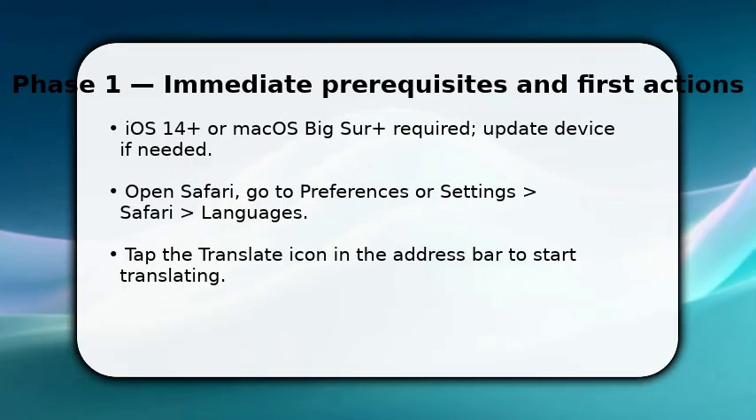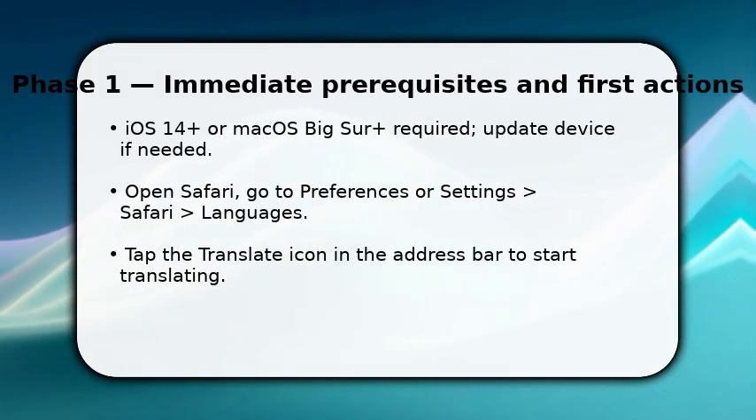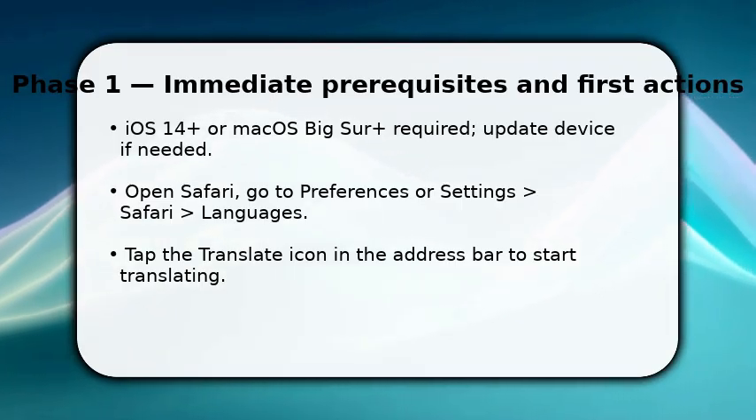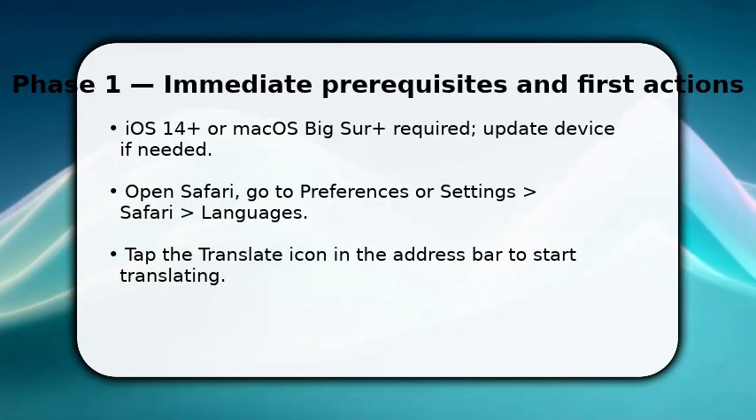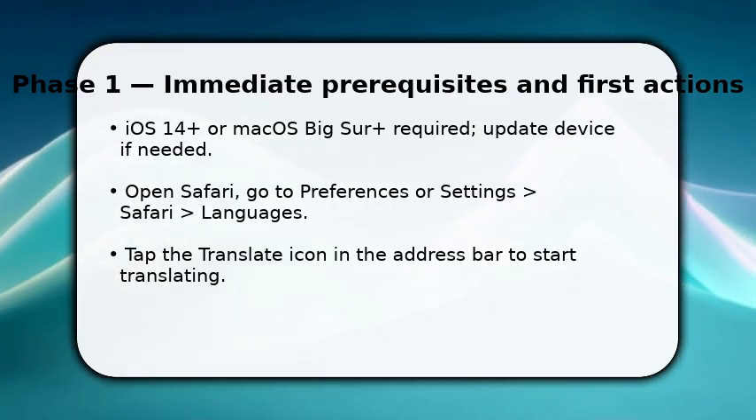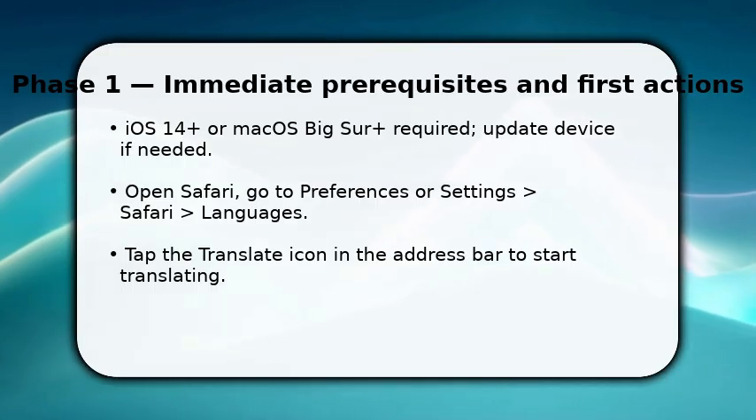You'll start by enabling Safari's built-in translator so pages can be converted quickly. Open Safari settings and confirm you're on iOS 14 or Mac OS Big Sur or newer. The feature depends on system support. Once done, add the languages you want in Settings, Safari, Languages, because Safari downloads language packs for offline use.